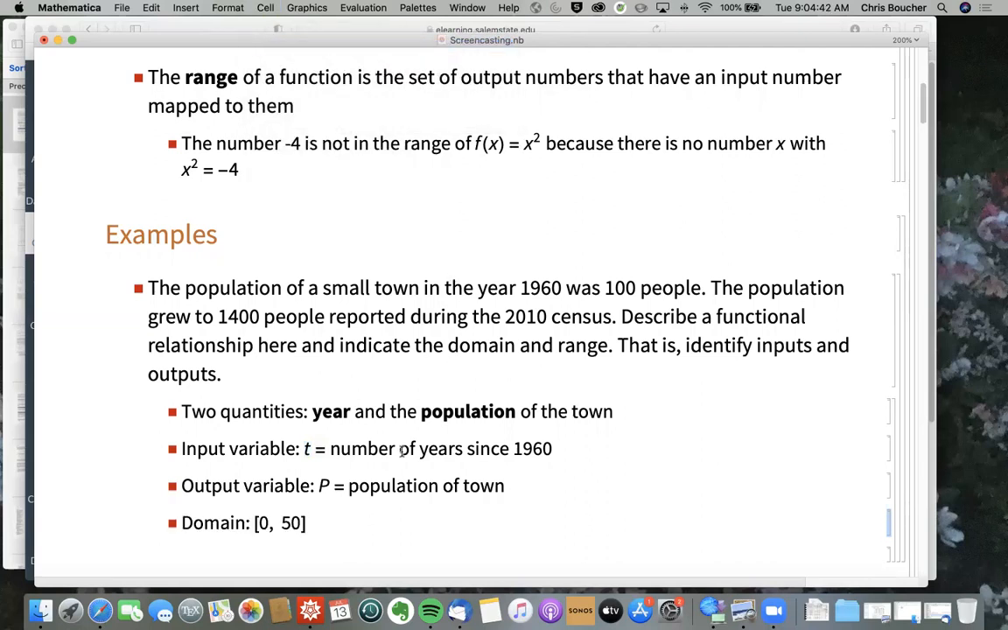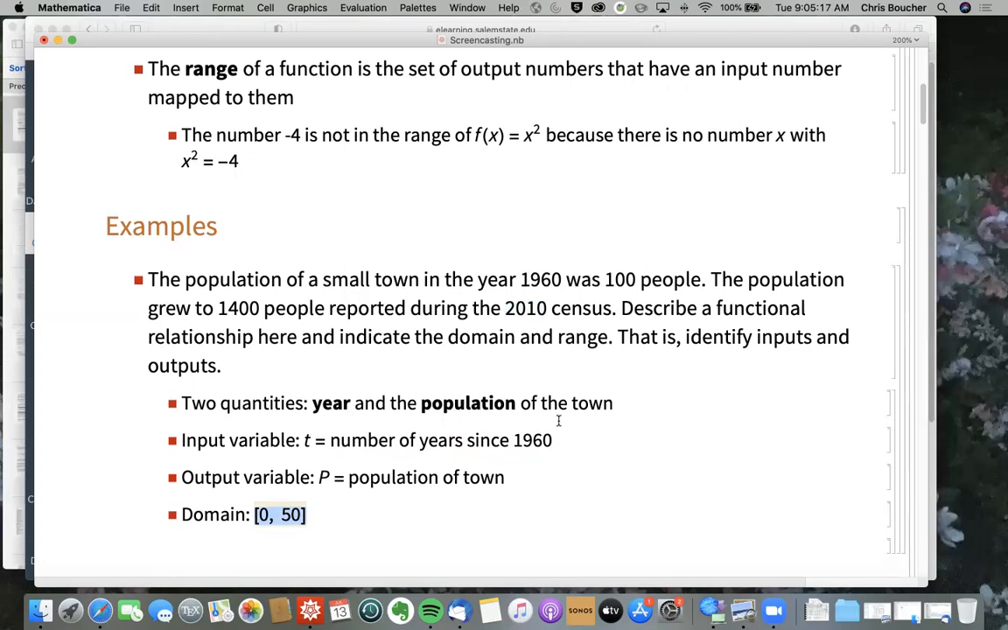And so the domain of this function is the set of allowable inputs. Well, I only have information from 1960 to 2010. Now notice that t is the number of years since 1960. So the domain is not 1960 to 2010. Rather, when the year is 1960, the value of t is 0, because that's 0 years since 1960. And when the year is 2010, the value of t is 50, because that's 50 years since 1960. So the domain here is the interval 0 to 50, and this is sort of specified by the context of the problem.